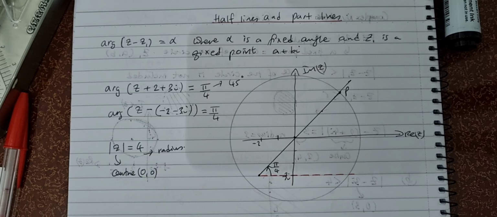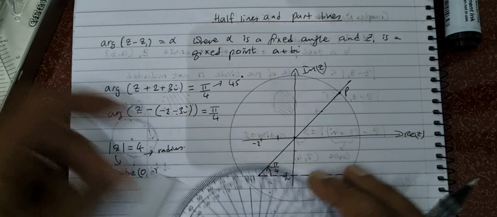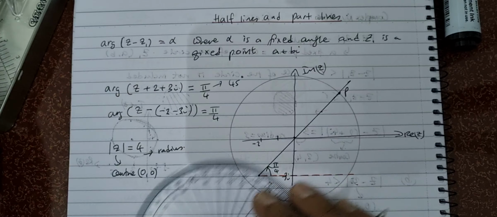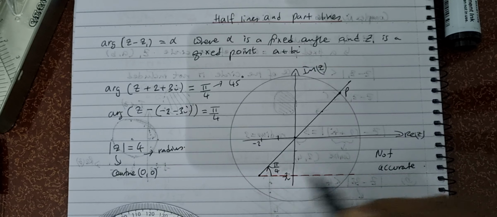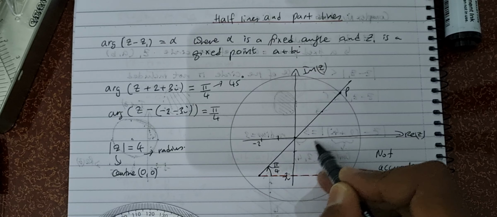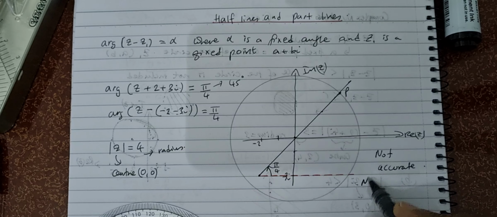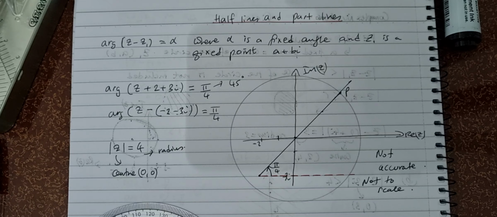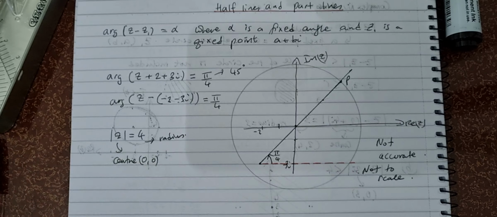So basically, this is from my protractor. I've measured 45 degrees from this here. It may still not really be accurate. So I'm expecting that this line may pass somewhere here instead of there. It could pass over here. It depends, because this is not drawn to scale, not accurate. But again, the idea is how do you draw a half line and a circle when you get such complex numbers.